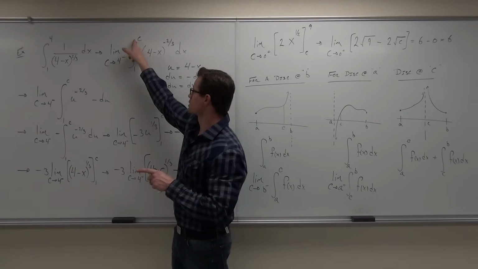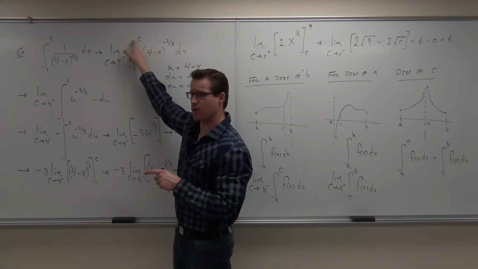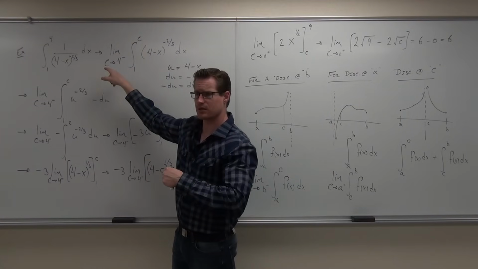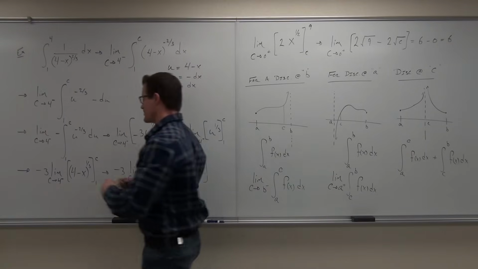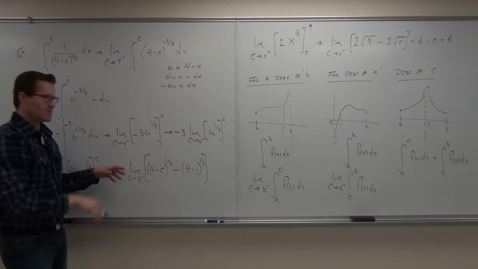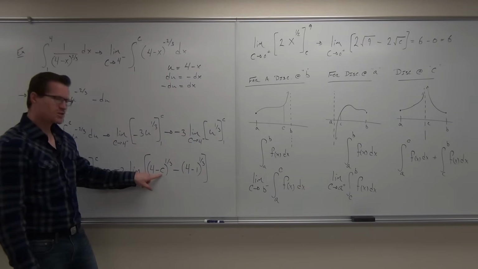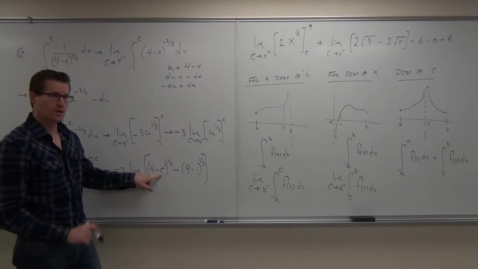This is where you say, okay, now what was happening? C really wasn't just the number I wanted to stop at. C was something I wanted to go to 4 from the left-hand side. Does that make sense to you? So let's see about, no pun intended, let's see about the C. What's happening to the C? It's getting really close to 4.